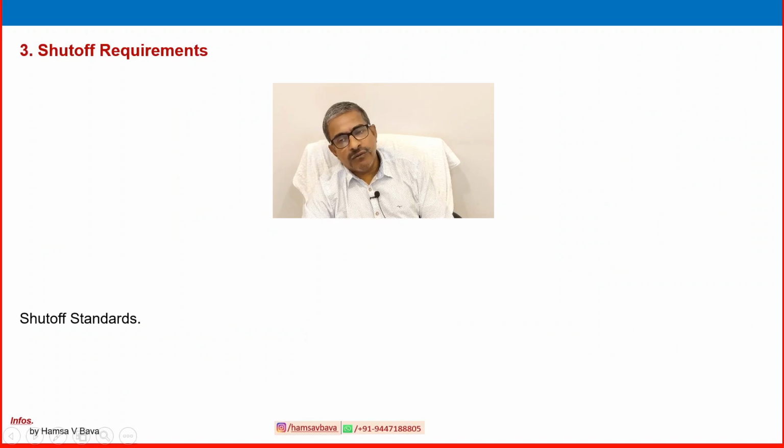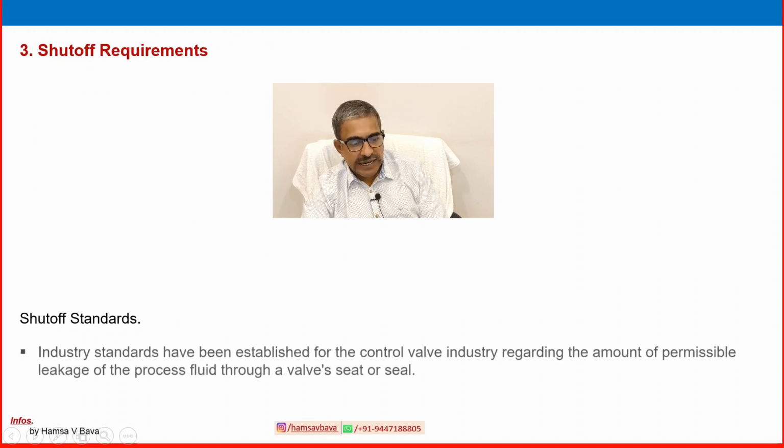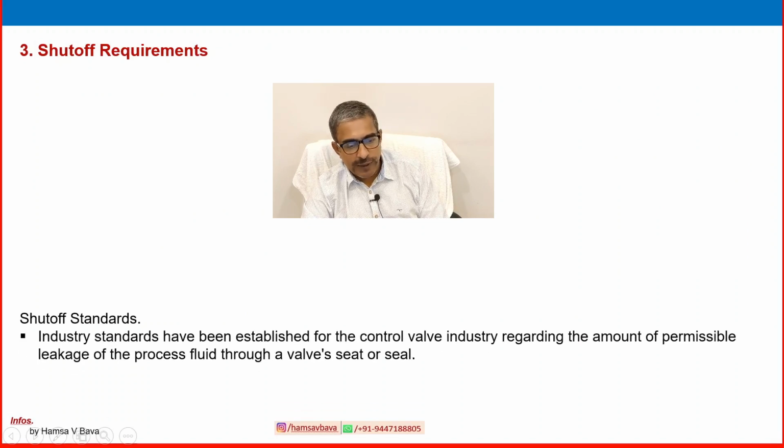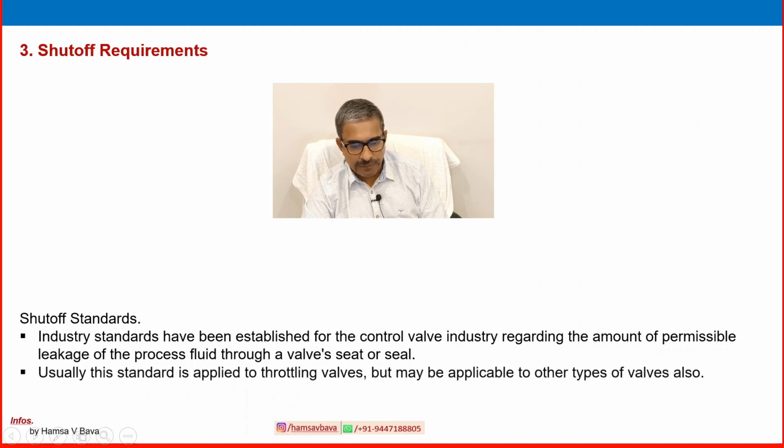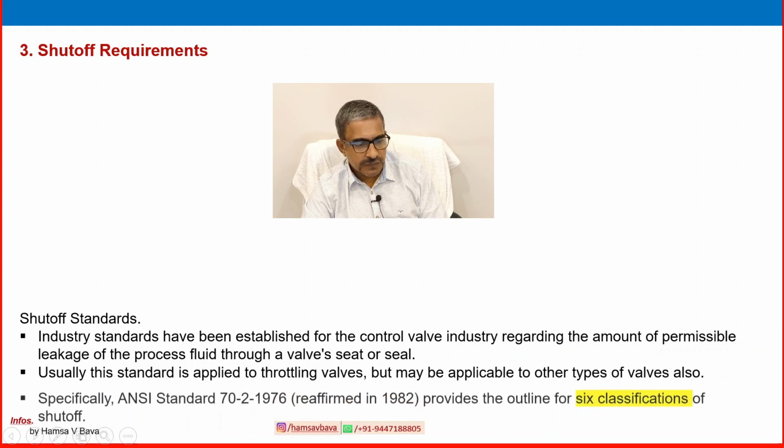The third valve selection criterion is the shutoff requirement. Shutoff standards, let us look at that one. Industry standards have been established for the control valve industry regarding the amount of permissible leakage of the process fluid through a valve seat or seal. So how much leakage is permissible? In that category also, valves are categorized in the various valve selection criteria. Usually this standard is applied to throttling valves, but may be applicable to other types of valves also.